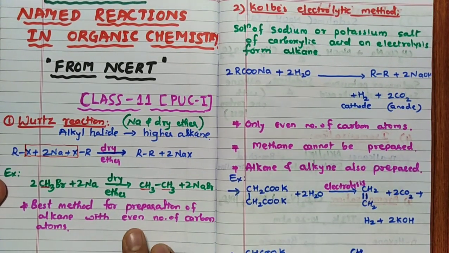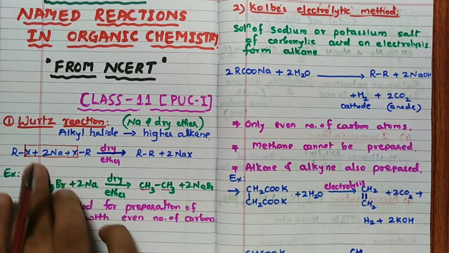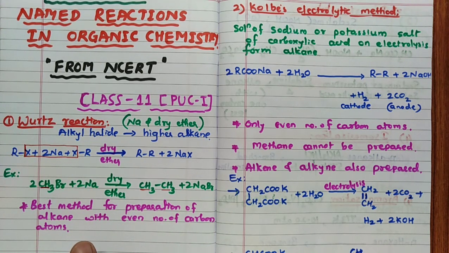That too, even number of carbon alkanes. But if you take two different alkyl halides to prepare an odd number carbon alkane, then you are going to end up with a mixture of products. Because of that reason, it is not a suitable method for the preparation of odd number carbon compounds.